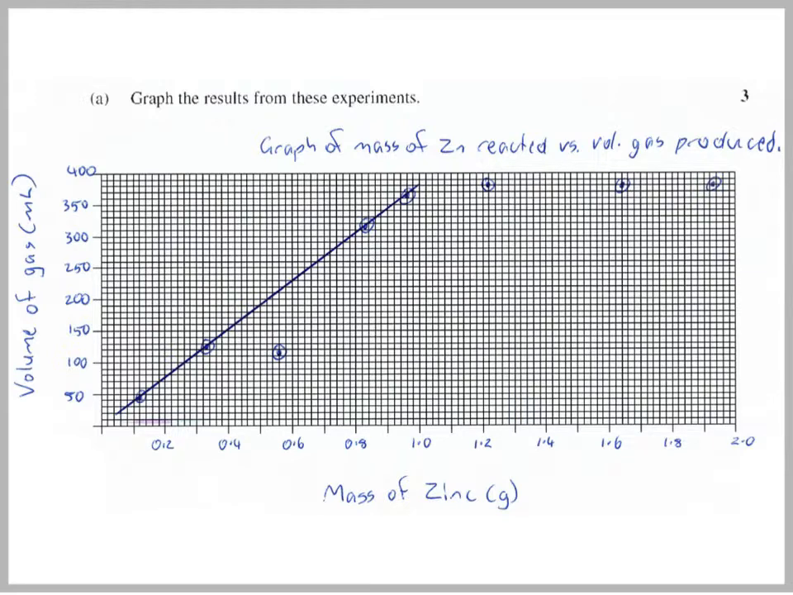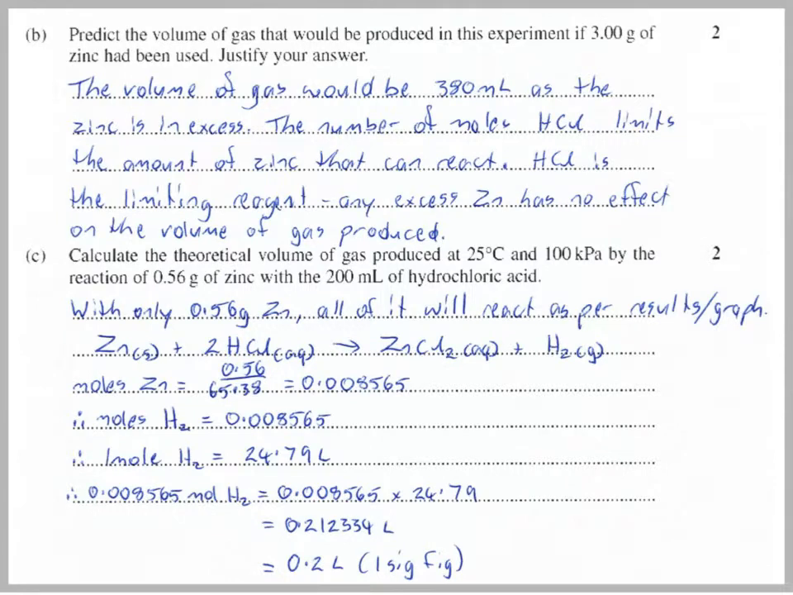If we look on the graph, this maximum amount is at the 380 mL mark, which we'll use in the next question. So here we go. Predict the volume of gas that was produced in the experiment if 3 grams of zinc had been used and justify your answer. It's 380 mL, as the zinc is in excess. So we're having leftover zinc. The number of moles of HCl limits the amount of zinc that can react. So HCl is our limiting reagent. Any excess zinc has no effect on the volume of gas produced.